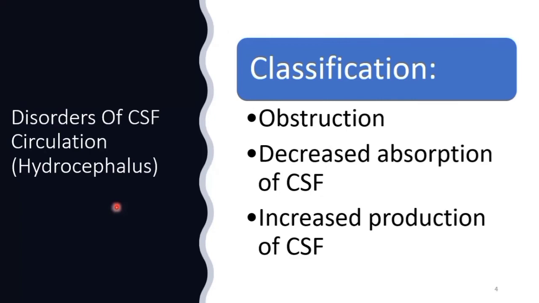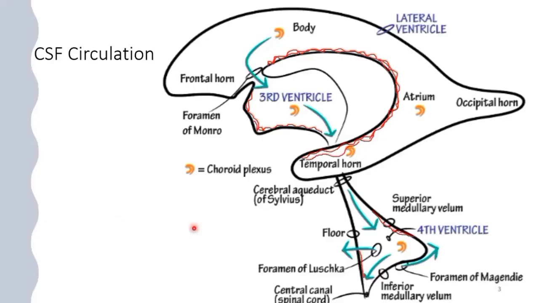Now the disorders of CSF circulation. Here we will only discuss hydrocephalus. What is hydrocephalus? A condition in which CSF accumulates in the drainage system of the brain, enlarging the ventricles, which eventually enlarges the brain and causes pressure on the brain. We can classify hydrocephalus by obstruction to the CSF flow, decreased absorption by arachnoid villi, or increased production of CSF by the choroid plexus. Now come to that picture again.